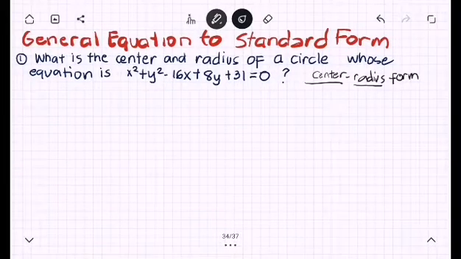So what is the center and radius of a circle whose equation is x squared plus y squared minus 16x plus 8y plus 31 equals to 0. Okay. So, by the way, before we start, ang kailangan natin sa lesson na ito ay yung prerequisite skill natin sa completing the square. So, napaka-importante nun. Okay, so let's proceed.